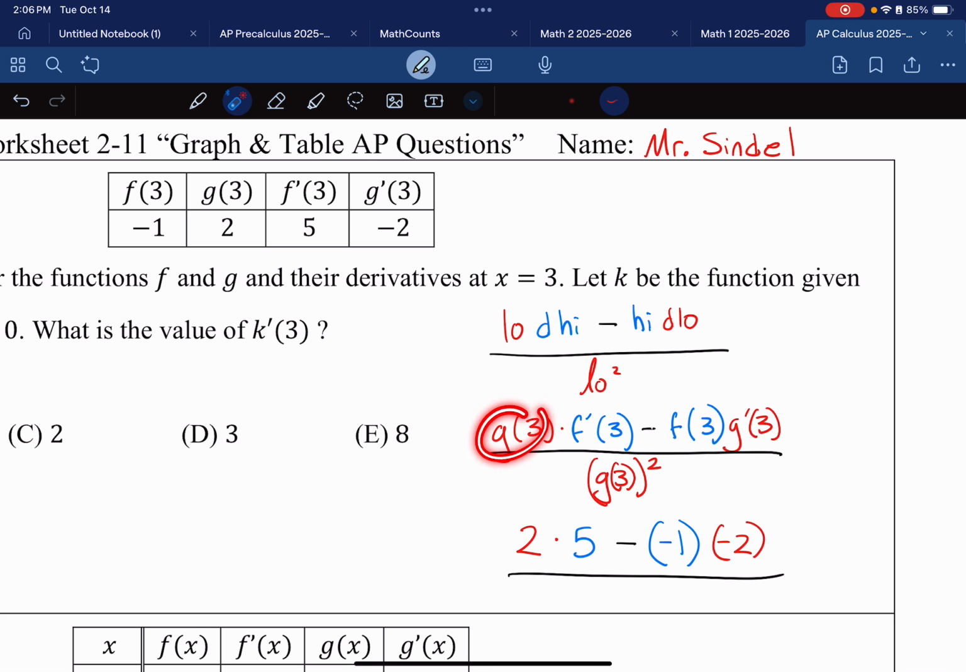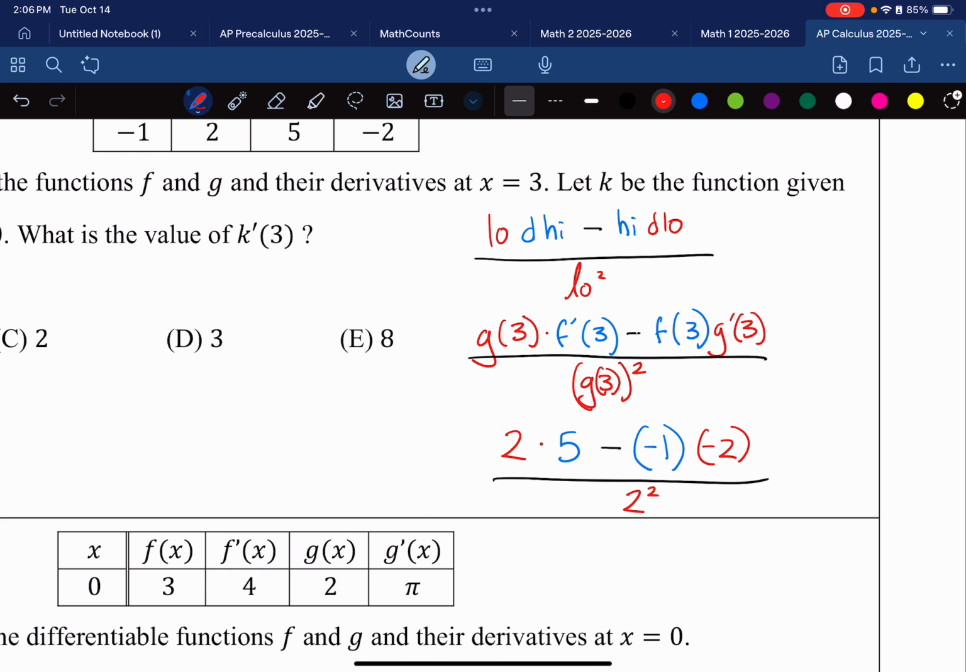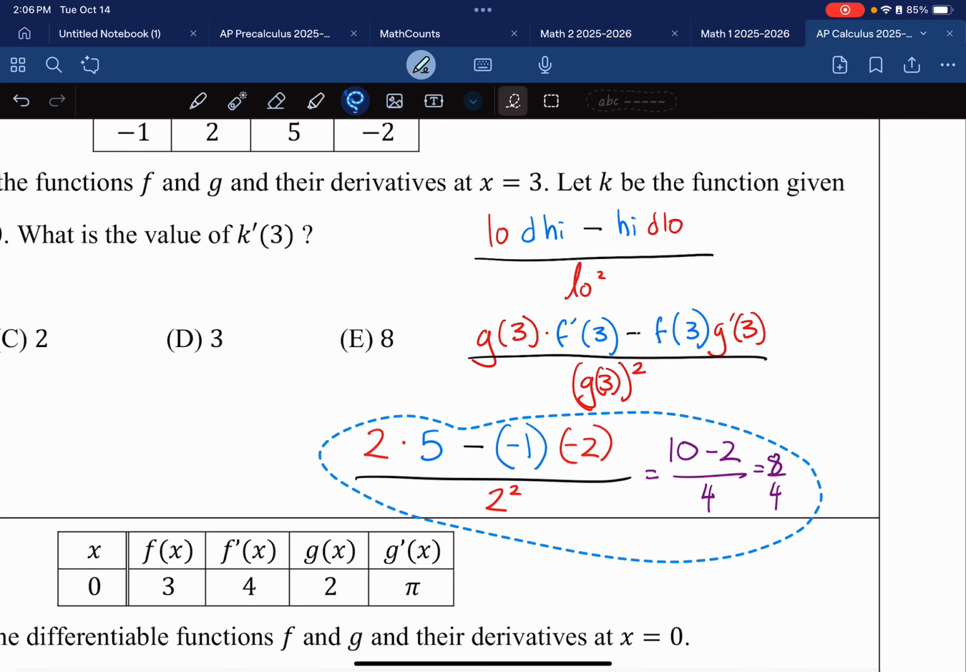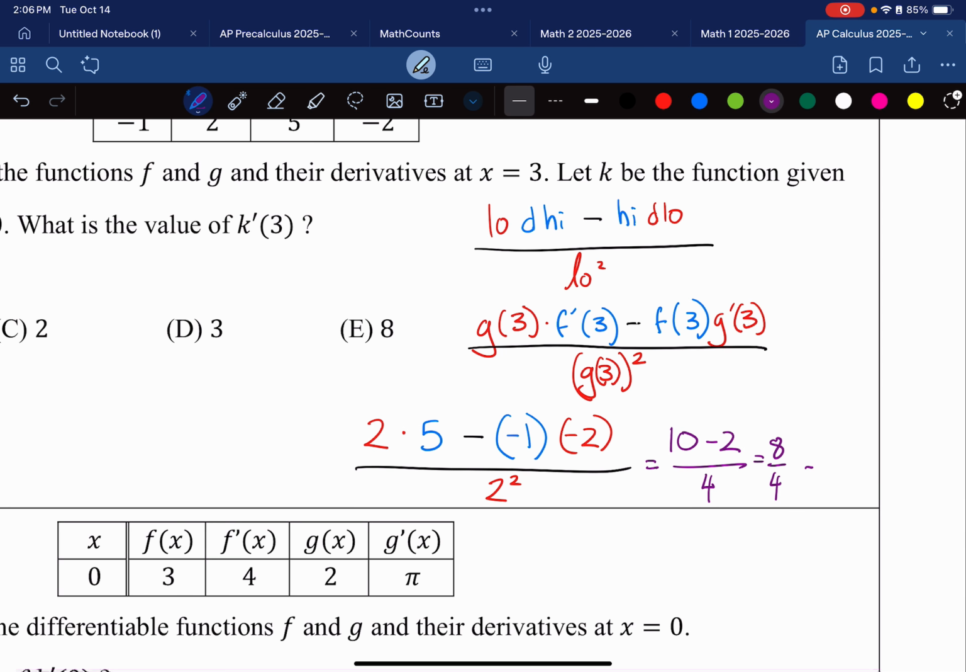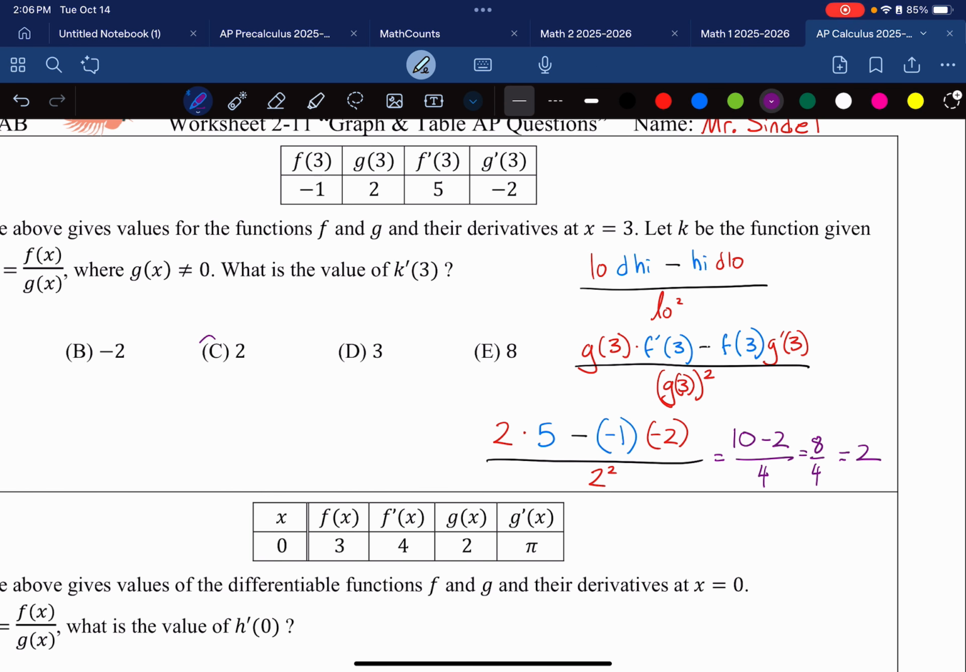We've already done g of 3 right here, so g of 3 is 2, and I'm going to say that number squared: 2 squared. Okay, let's simplify. This is going to be 10. What sign do we have? A negative times a negative times a negative, which is just a negative. Then 1 times 2 is 2, all divided by 4. So this is 8 over 4, which is 2. The correct answer here is C, 2.